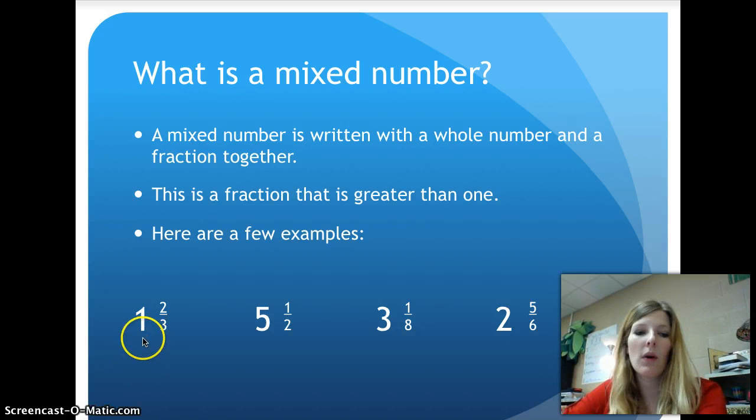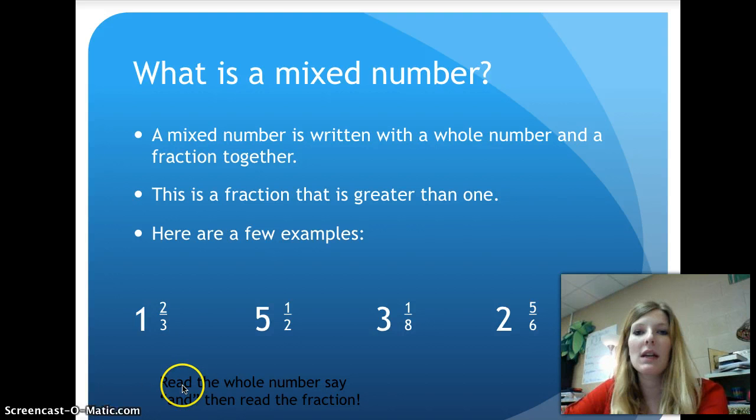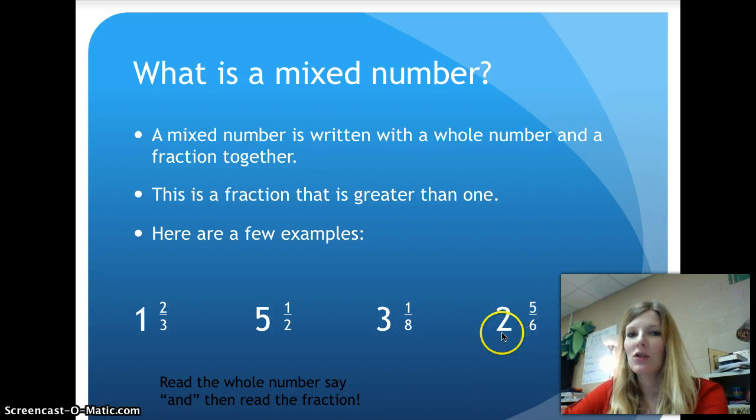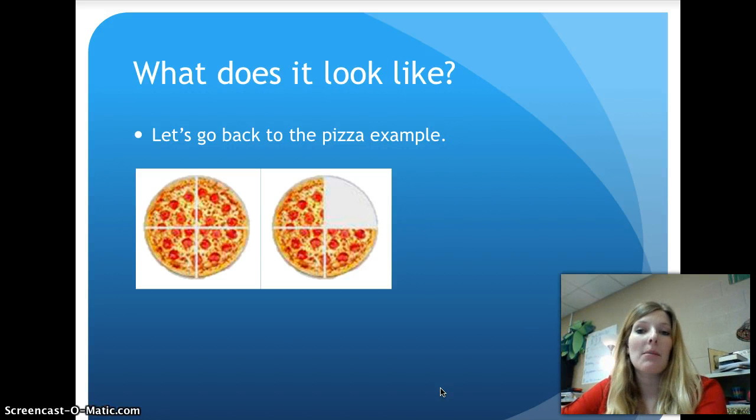So here are some examples. We have 1 and 2/3. And I want you to make note of when you read a mixed number, you're going to say the whole number first, say and, like we would with decimals, then read the fraction. So this would be read 5 and 1/2, 3 and 1/8. You try this one. 2 and 5/6.